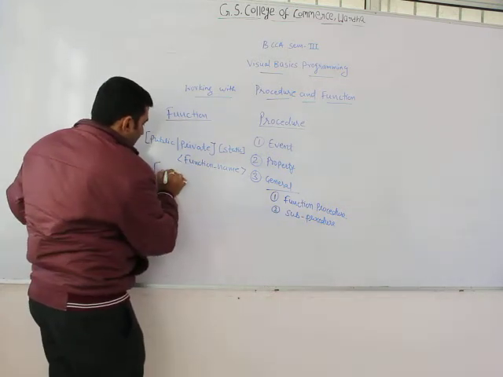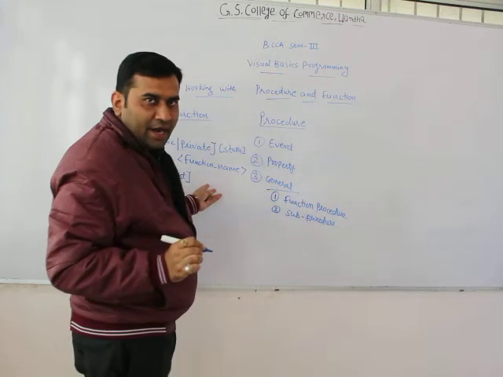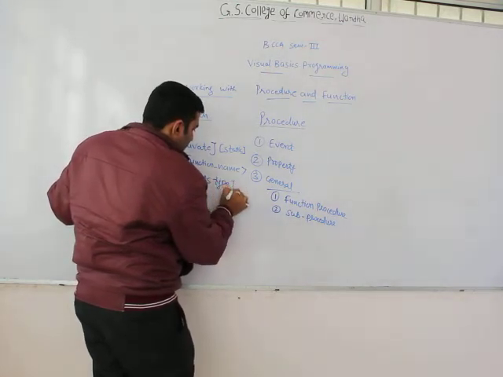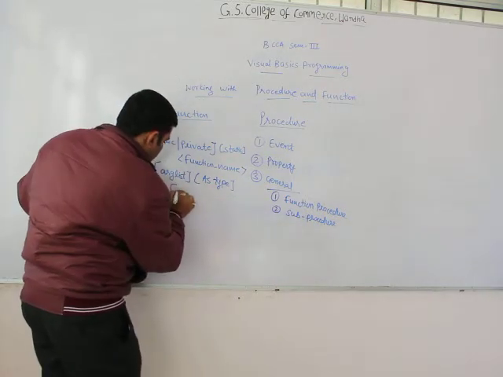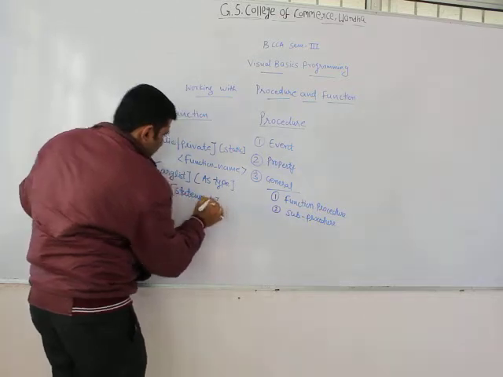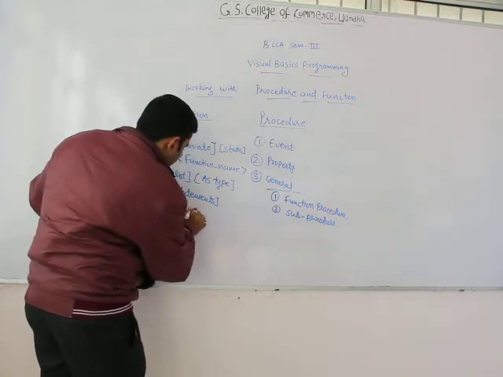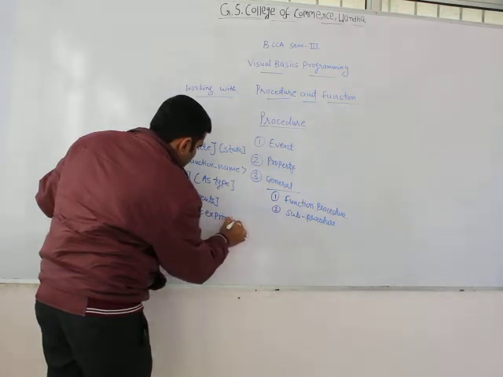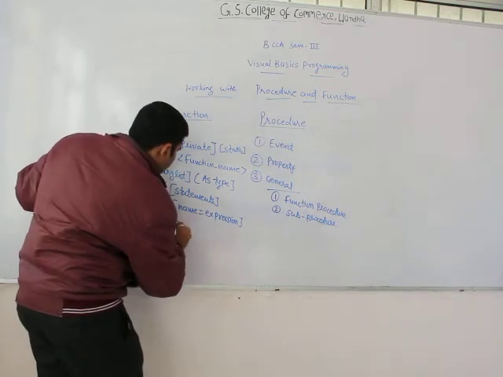Then you use the argument list, with its type. Then the statement, then name equals expression, name equals expression, and then End Function.